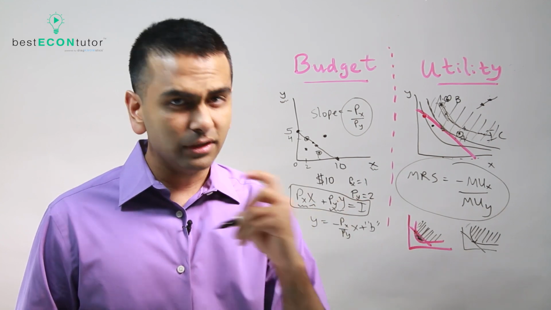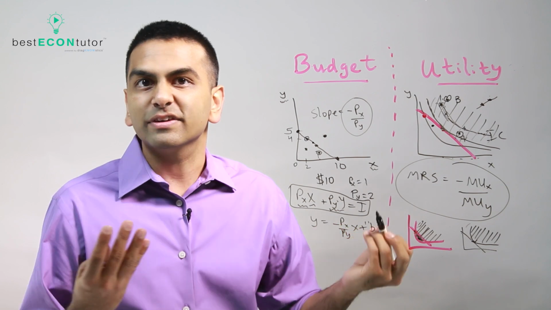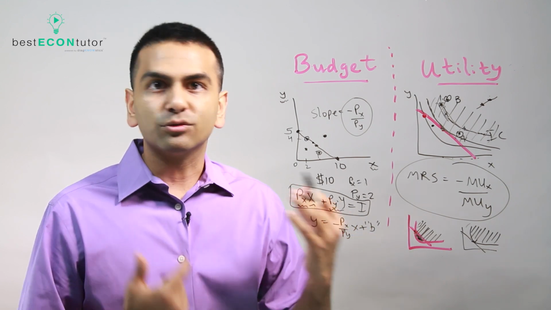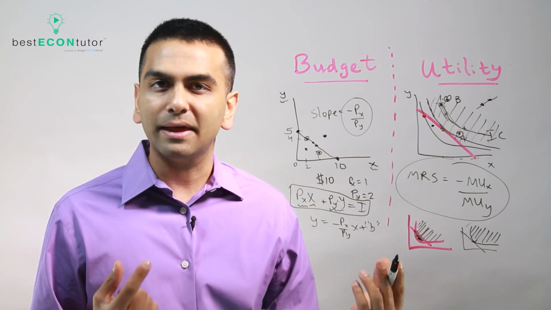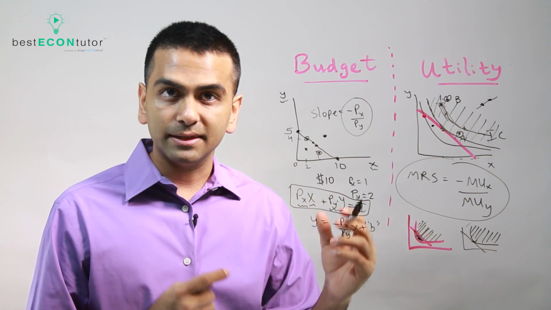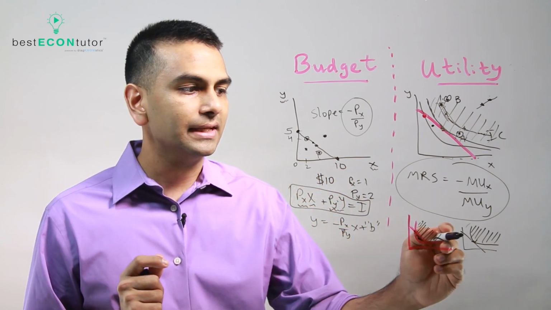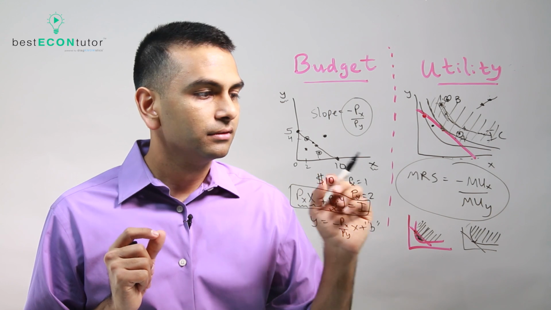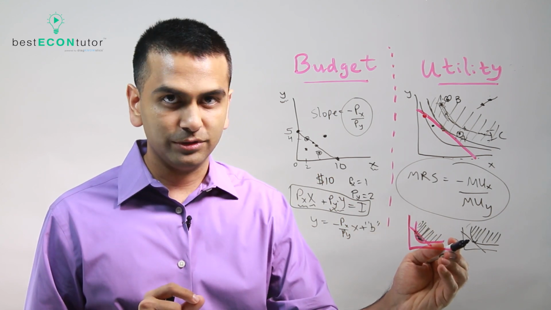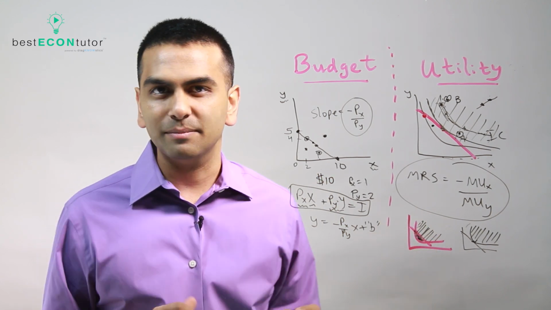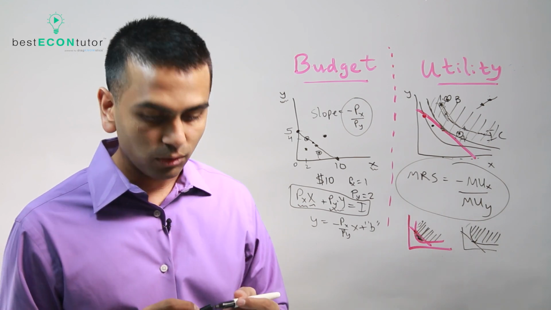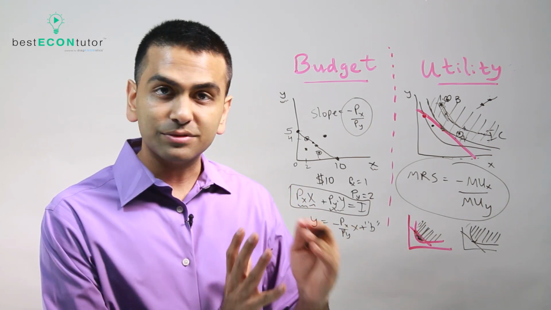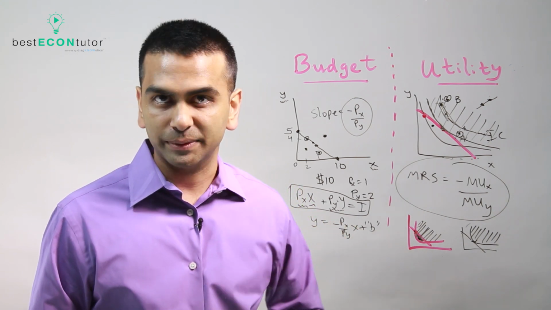Now, this is just explaining why, but you don't need to recreate that reasoning every time. Just know that this is why the best point is where the indifference curve and the budget line are tangent to each other. If you were to ask a mathematician what tangent means, in part it means that the two things that are tangent have the same slope.